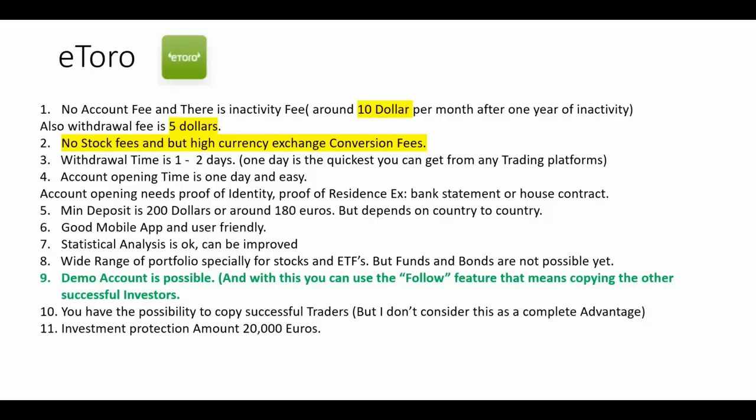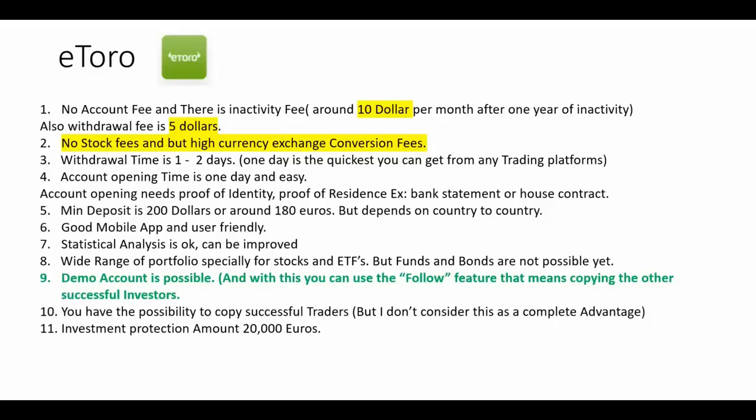Okay, you can use this feature when you are in a demo account, when you are using the account as a simulator, when you're using fake money. And this actually can help you to learn how the other investors are performing, how they are investing, what are their investment strategies. So you can follow them, but use this when you are in demo account mode.